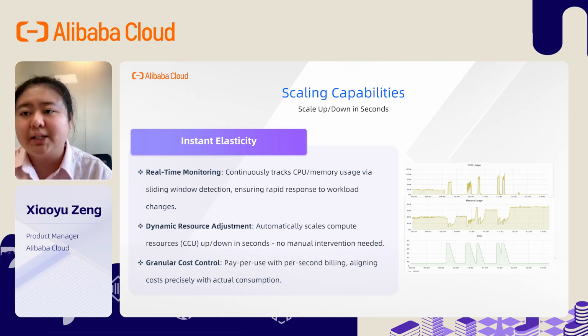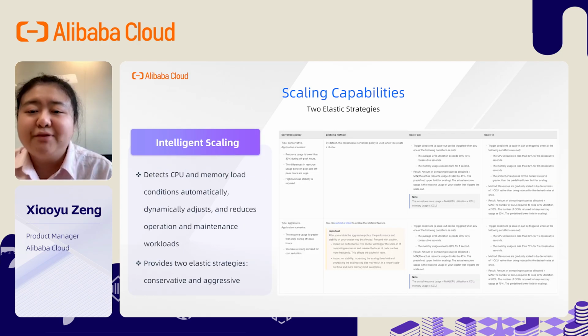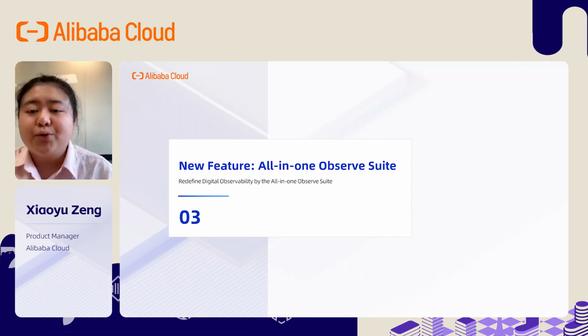We provide flexibility in scaling behavior with two strategies, conservative mode and aggressive mode. They have different scale thresholds and are designed to match different workload volatility. The conservative mode is more sensitive to sudden increases in workload, while the aggressive mode is more efficient on saving costs while off-peak. Now let's introduce our new all-in-one Observe suite.